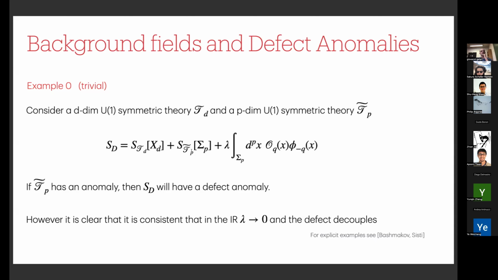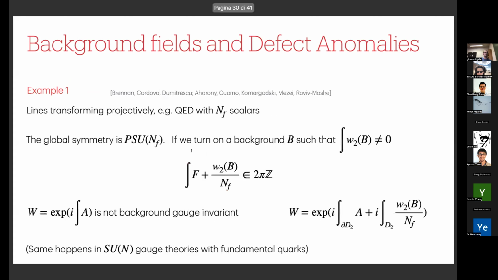Okay, let me now present some more non-trivial examples. The first one is about line operators, and this is something that is well known in the literature. For example, you can look at these very nice papers. This is the statement that line operators which transform projectively under some global symmetry of the bulk have some sort of anomaly. And this fits very nicely with our definition of defect anomalies.